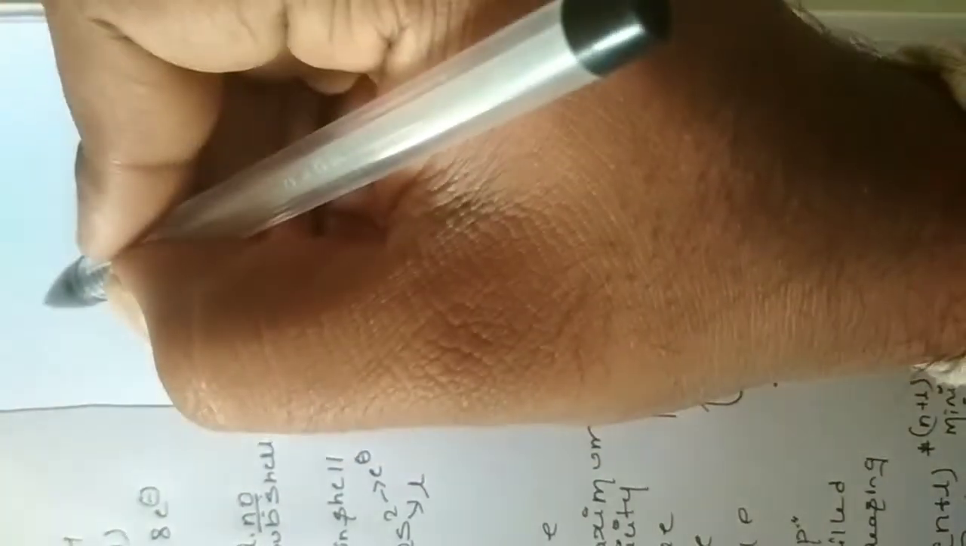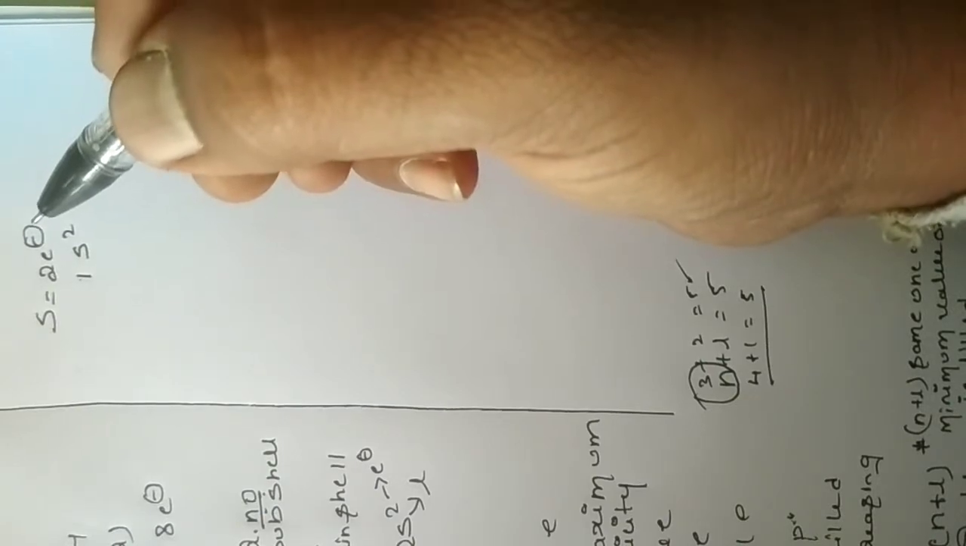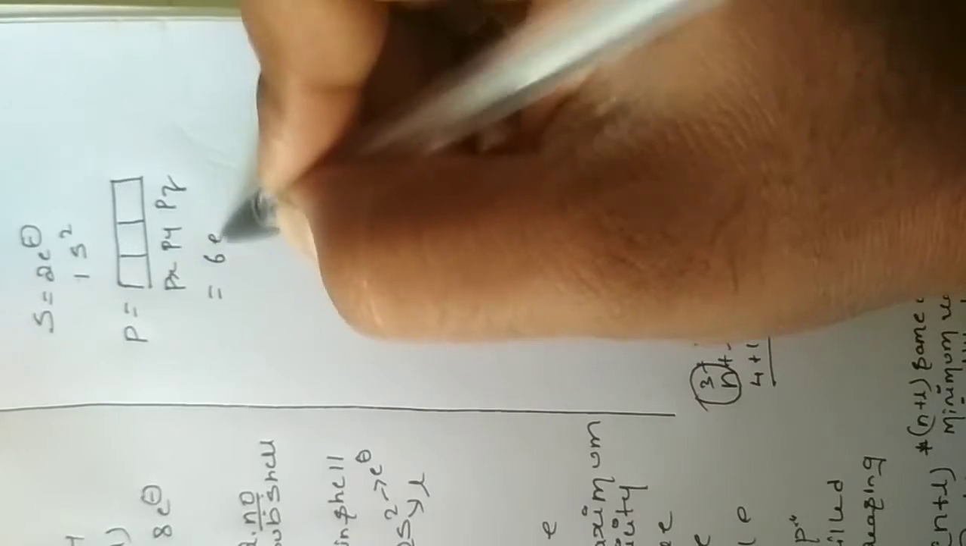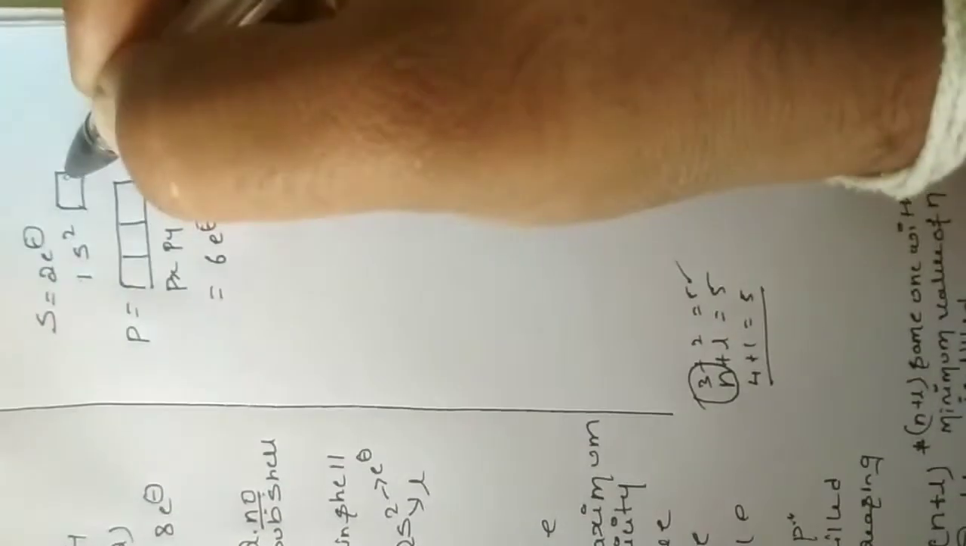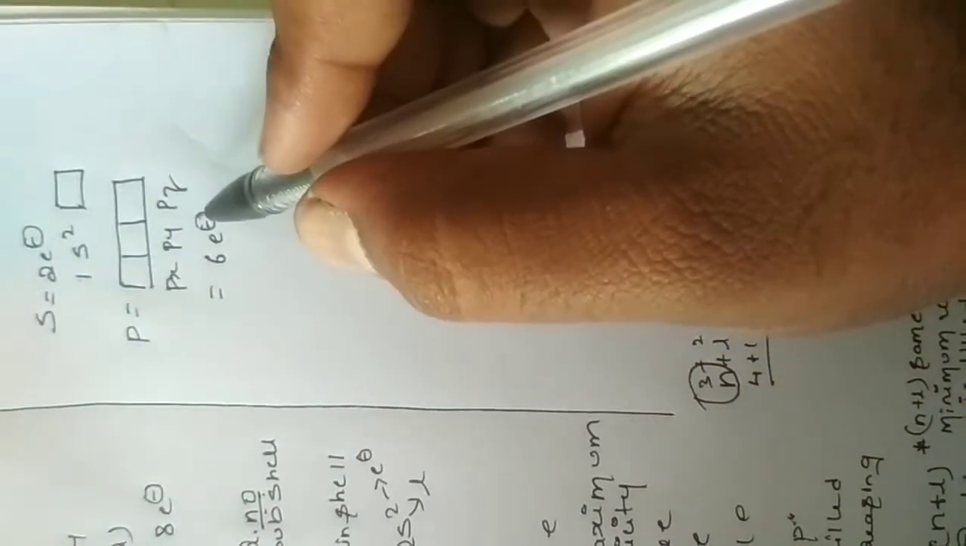If s electrons, for example s having 2 electrons, you know that it is 1s2, correct? If p, you know that it must have 6, correct? It is px, py, pz, must have 6 electrons. Count right here, 6 electrons.